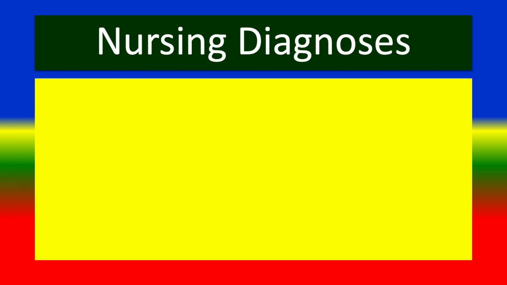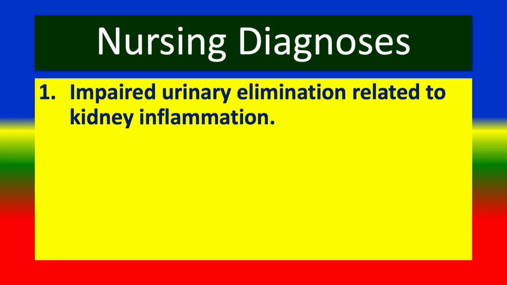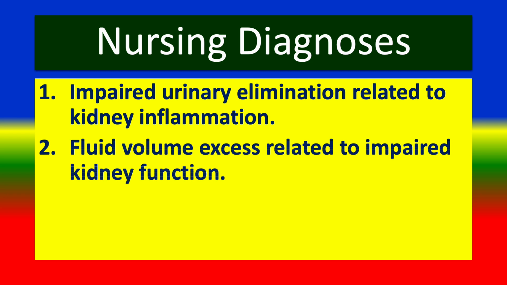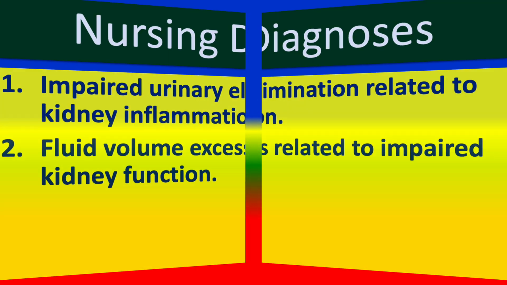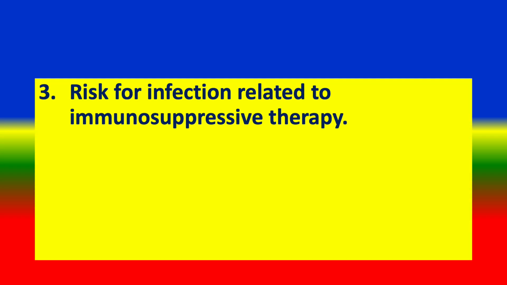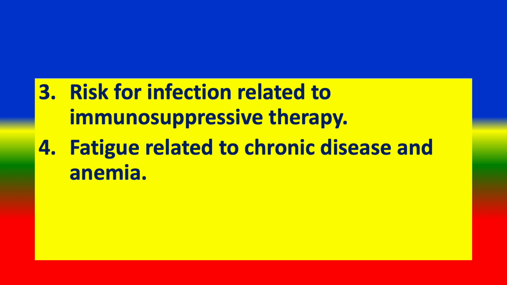Nursing diagnosis: 1. Impaired urinary elimination related to kidney inflammation. 2. Fluid volume excess related to impaired kidney function. 3. Risk for infection related to immunosuppressive therapy. 4. Fatigue related to chronic disease and anemia.